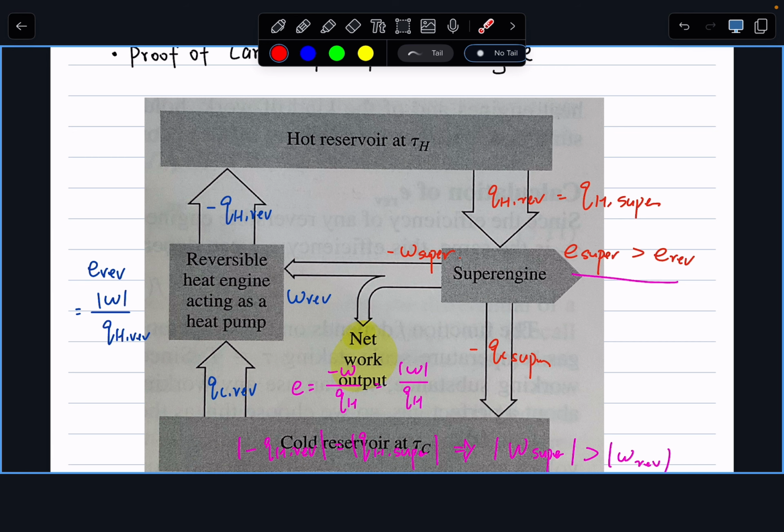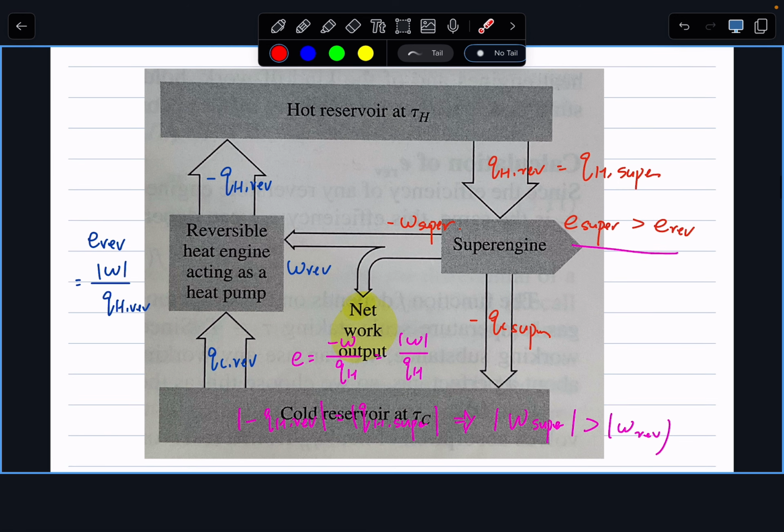Yes? Why are you allowed to just set QH reversible equal to negative QH super? Well, in this case, you can imagine you have a heat pump and a heat engine. These two don't need to run all at the same time. Let's say this one is more efficient than this one, right? But you can run one of them for one cycle on the left-hand side. The other one, you can run at like 0.8 cycle. So that's something you can manually set.